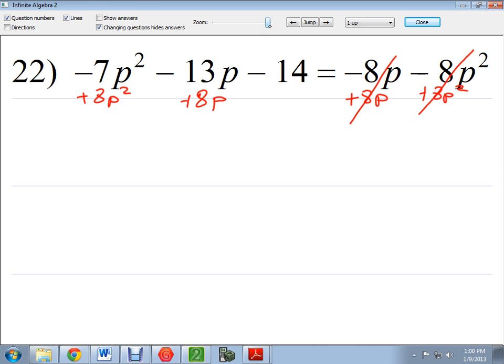And what is left on the right side of the equation? A 0, right? Because everything canceled out over there. If I added it to the right side to cancel it out, though, I have to also add it to the left side. And when I do that, that's going to change these numbers, the ones that are like terms with it. Negative 7 plus 8 is 1p squared. Negative 13 plus 8 is?